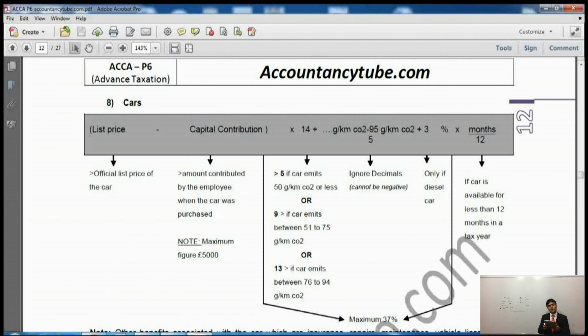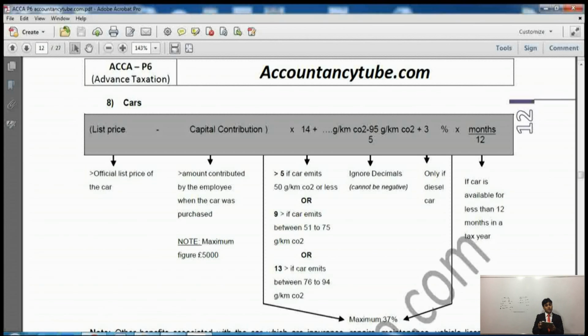If the car is diesel, it will tell you in the question as well, if it is running on petrol or diesel. If it is a diesel car, then 3% will also be added to the 14%, right? Now whatever this percentage is, this is per annum. If the car is provided for less than a year, then you will have to divide the months over the number of months in the year, which are 12. So this formula is for per year.